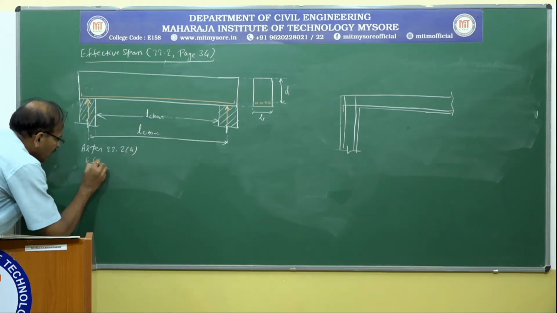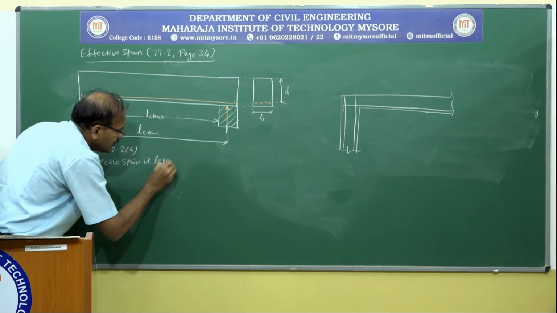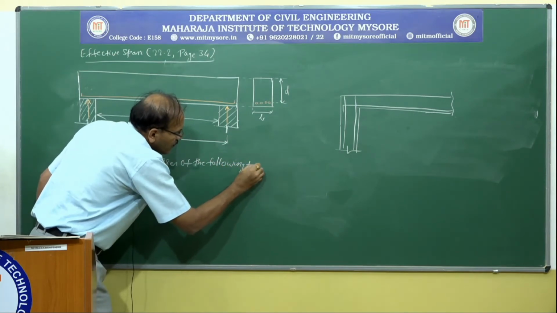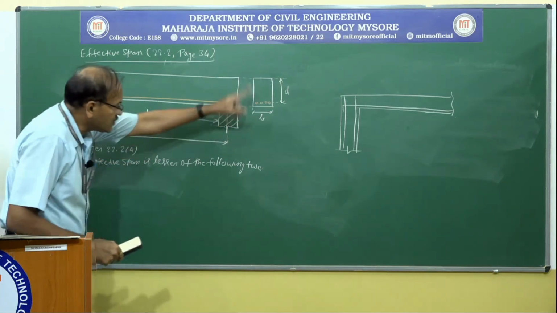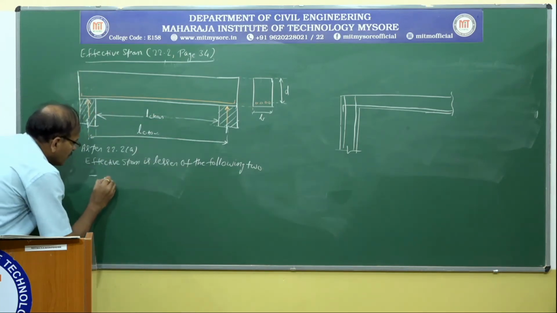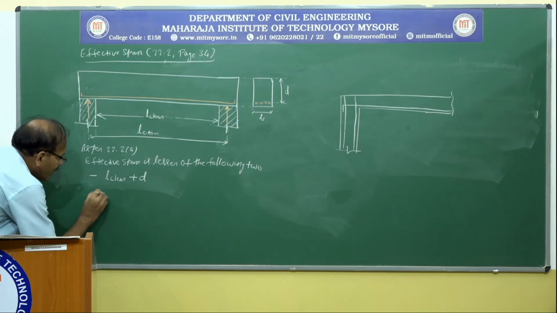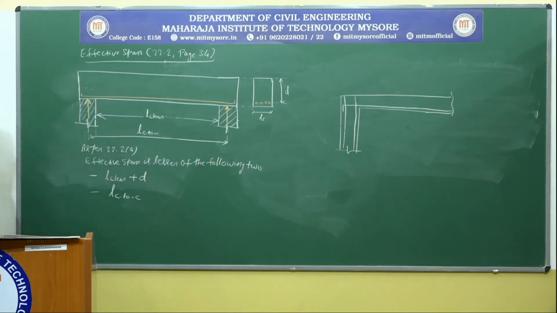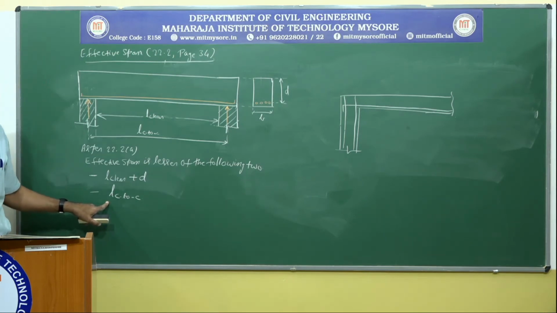Effective span is the lesser of the following two. So what are those two? Clear span plus an effective depth, that is L clear plus small d, and the next one is L, the center to center distance. The lesser of these two values is the effective span, L_ef.